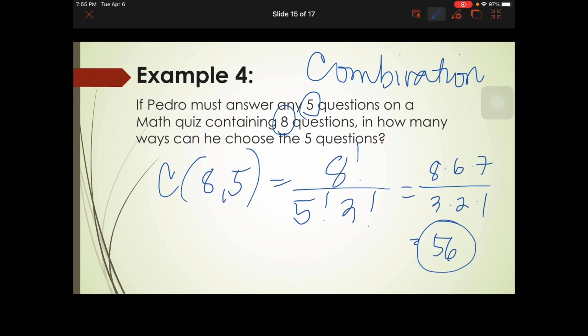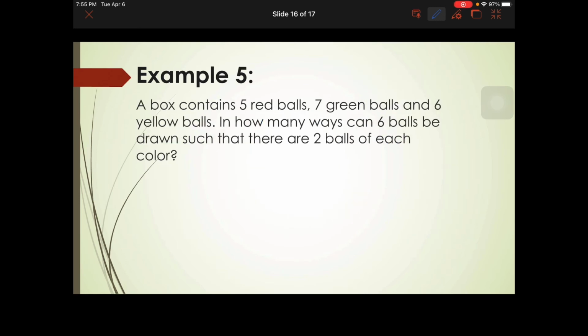Okay? So I hope malinaw na po ito sa atin. Let's have our next example. A box contains 5 red balls, 7 green balls, and 6 yellow balls. In how many ways can these 6 balls be drawn such that there are 2 balls of each color?